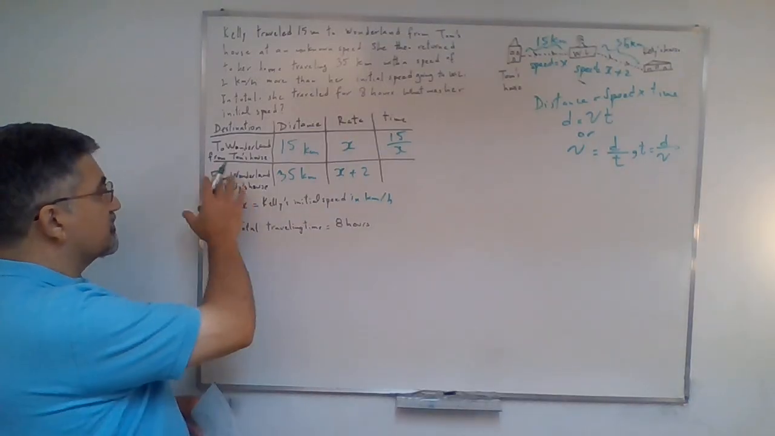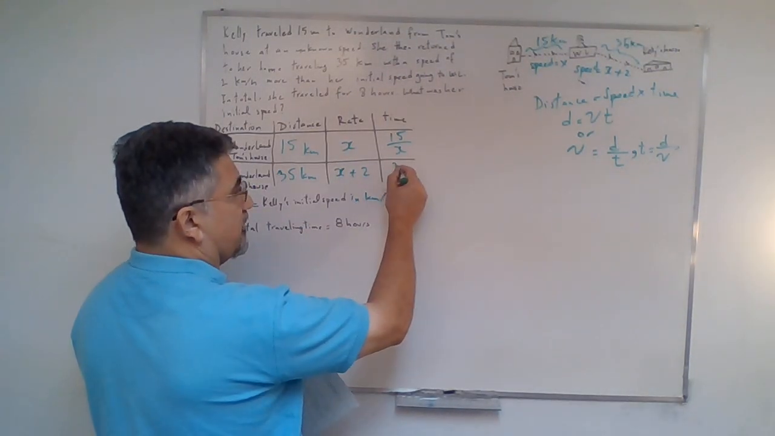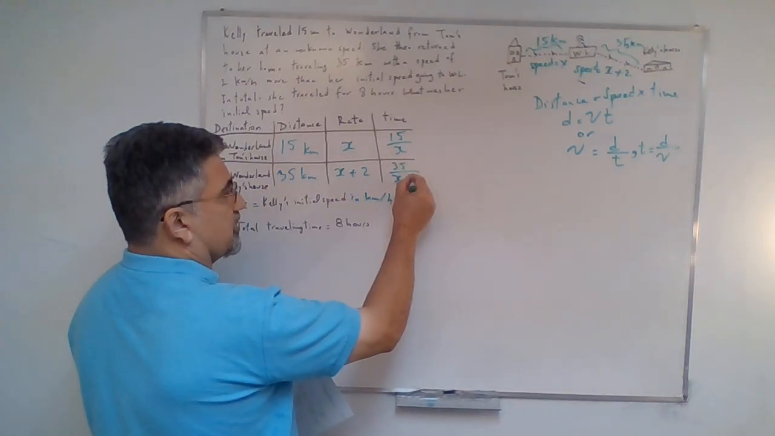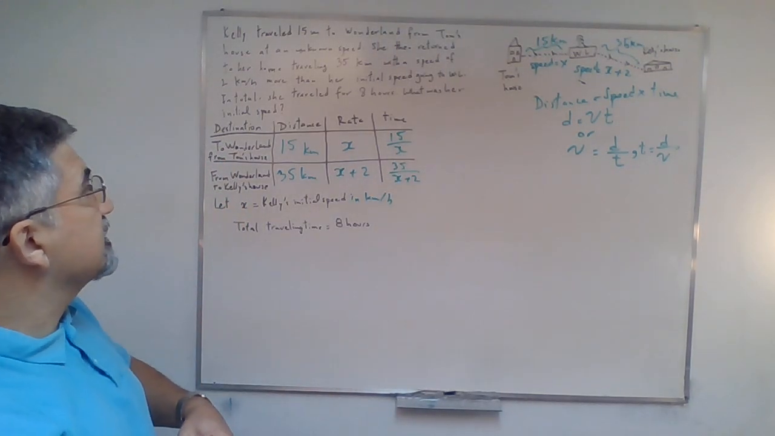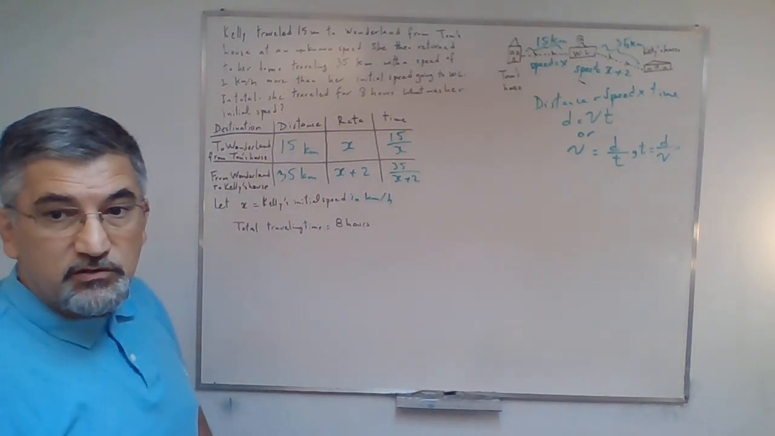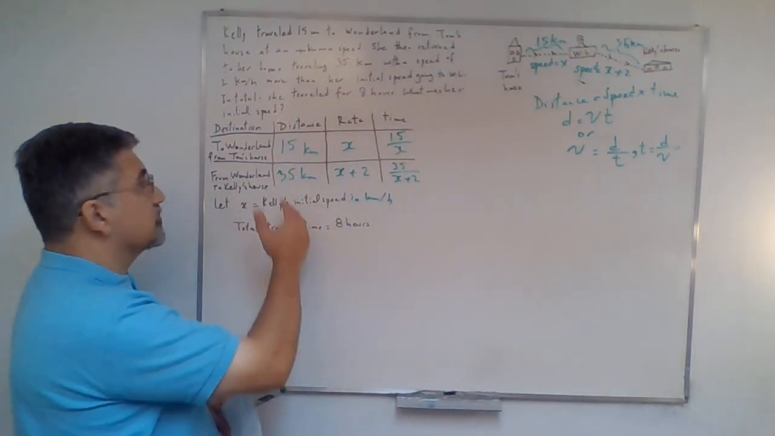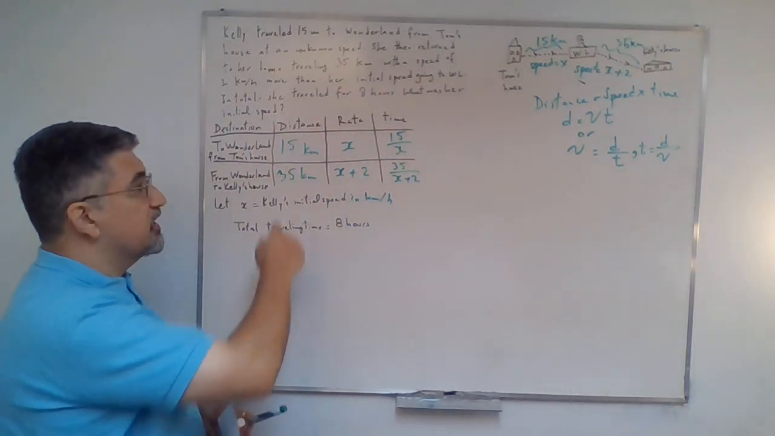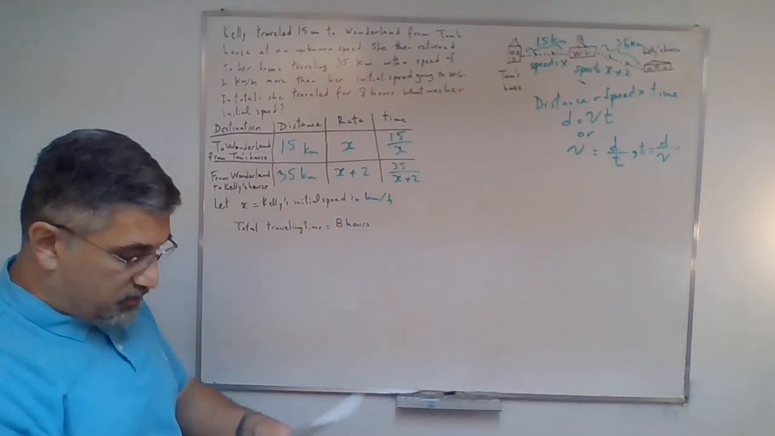And then for the other part, from Wonderland to Kelly's house, the distance was 35 kilometers, but the speed was x plus 2. It was not x anymore, because the question says that the speed is 2 kilometers per hour more than the initial speed. So we have three quantities here: distance, time, and speed, and we filled in all the boxes in terms of our unknown.